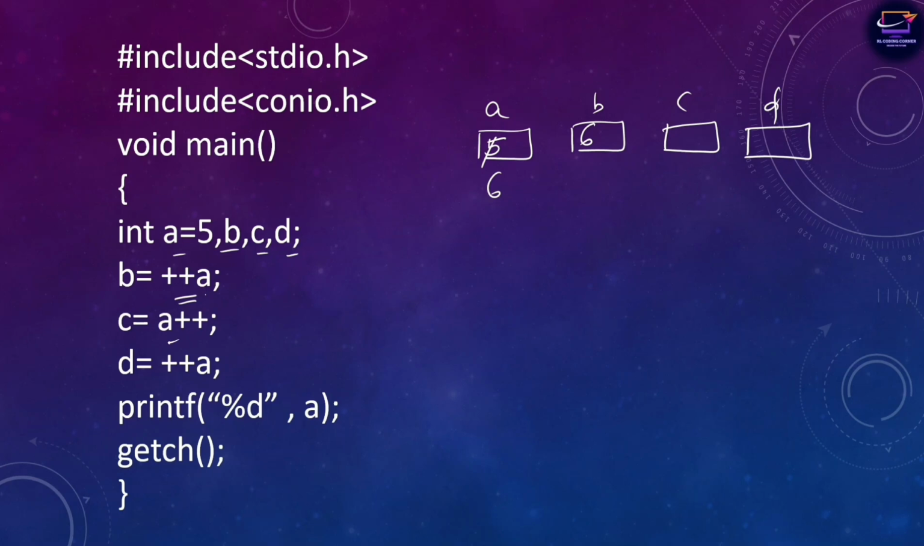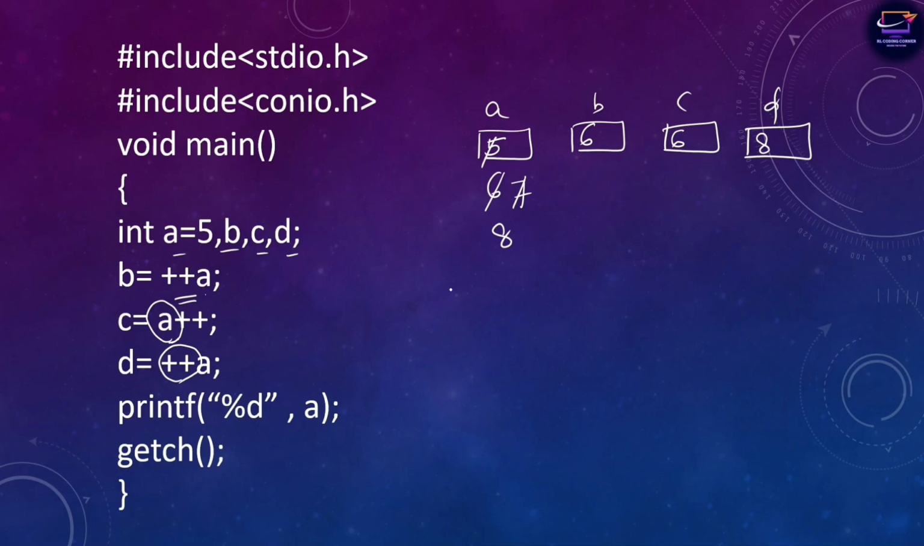Next line, a plus plus. First will be the variable. So first the a value will be assigned to c. The a value is what? 6. So 6 will be assigned to c. And then the a value will be incremented by 1. That is 7. Next line, plus plus a. First is the operator. So first the value will be incremented. a is incremented to 8 and then assigned to d. That is, d is 8.